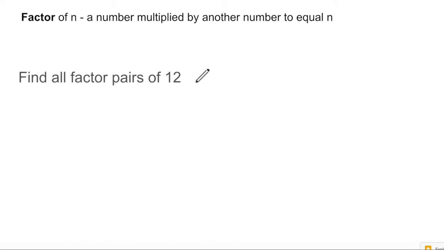Well, usually the best place to start is 1, because any number times 1 is itself, right? So if we're looking for the factor pairs of 12, 1 times 12 equals 12. What's next? Well, 2. If 12 is even, then we can multiply some number times 2 to get 12. So I usually start at 1 and go up from there until I get to the halfway point. So 2 times 6 is equal to 12, right? How about 3? Well, 3 times 4 is equal to 12.